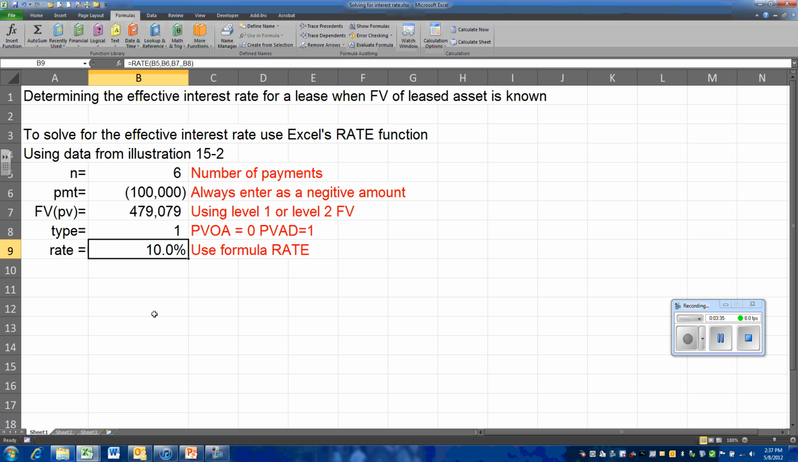So again, the lessee would have to go through this exercise to determine the amount of interest expense and the reduction in lease payable for each payment, and that's going to be part of our accounting.